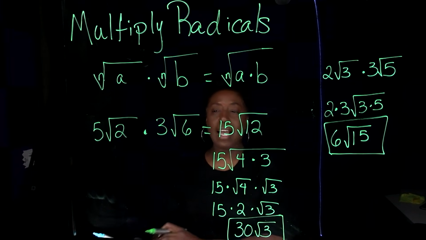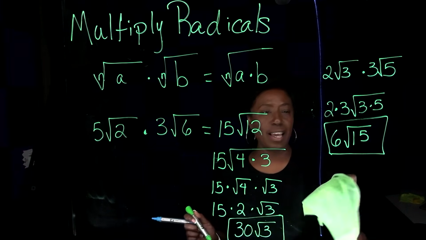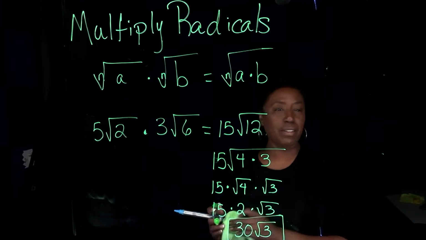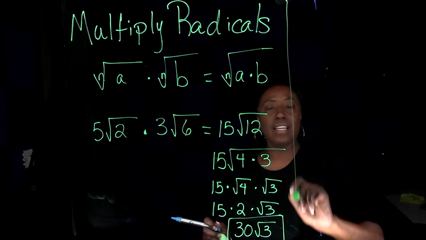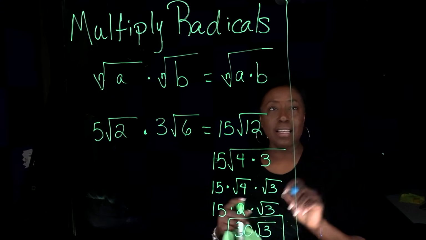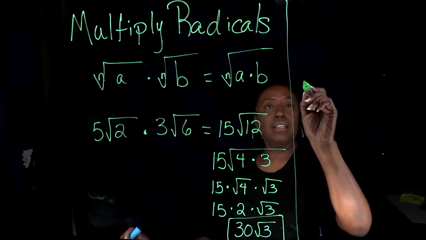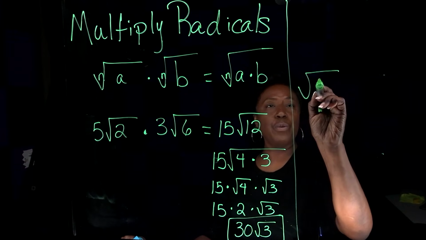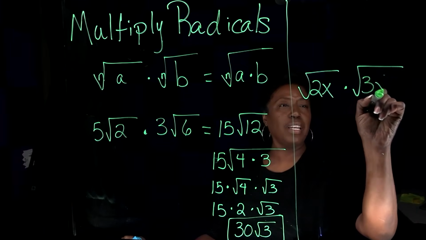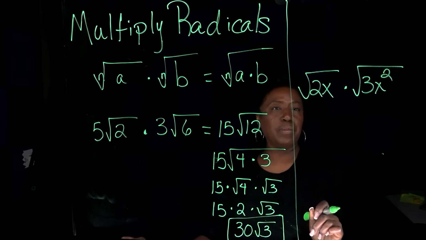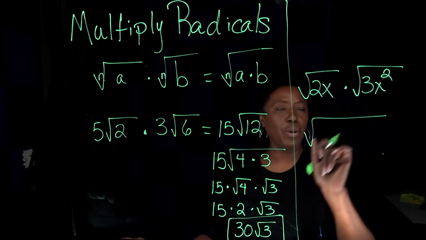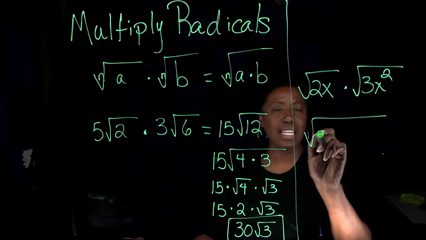One more example I want to share with you today. What happens if we have variables inside our radicals? If we have variables inside our radicals, the same rules apply. Let's say if we have the square root of 2x times the square root of 3x squared. This will equal the square root of multiplying what's under the radical. 2 times 3 is 6.